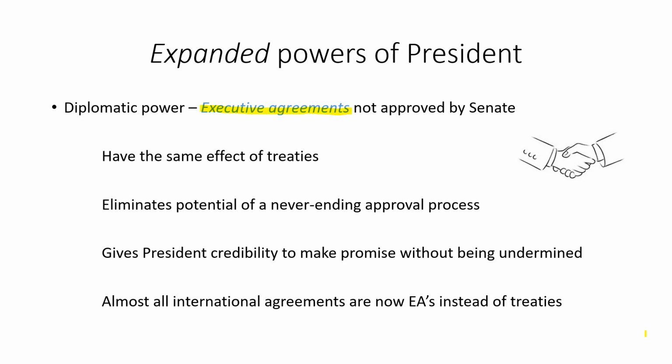So because of this very strong difficulty of having global treaties approved by the Senate, what the president has evolved the power to do is what we call executive agreements that have the same effect as treaties. And what they are is more like international compacts with a country or a group of countries, not a global treaty. And this eliminates the potential of the never-ending approval process where it may never get approved, and therefore the president's credibility is undermined when that happens.